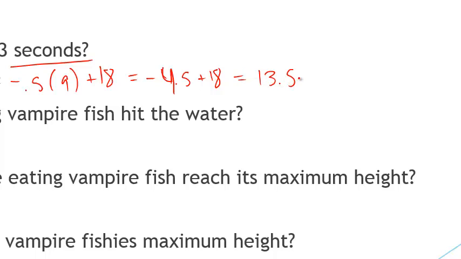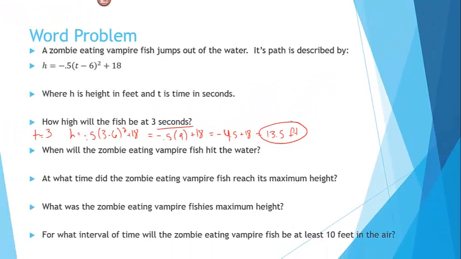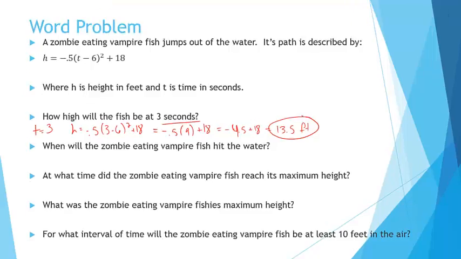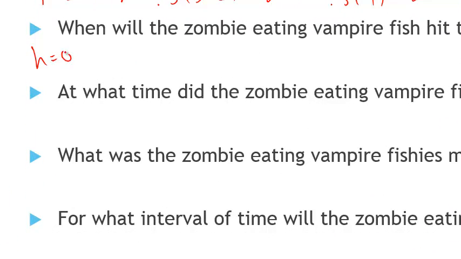Alright, so now we're going to have negative 4.5 plus 18, and that's going to equal positive 13.5. And that's going to be feet. So the fish was at 13.5 feet after 3 seconds. That's one crazy jumping fish. Now, when will the zombie-eating vampire fish hit the water? When it hits the water, that means it's going to be at height what? 0. So we're going to set h equal to 0.